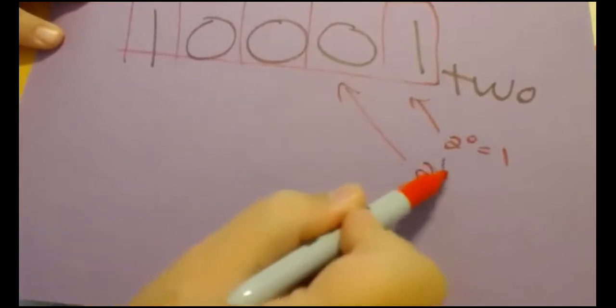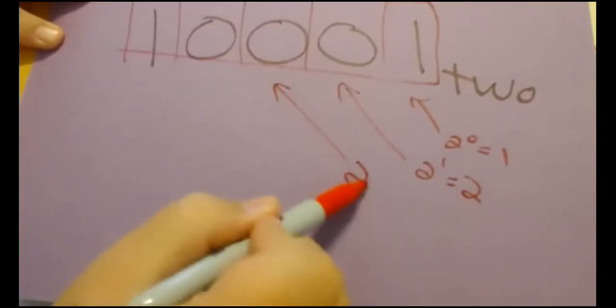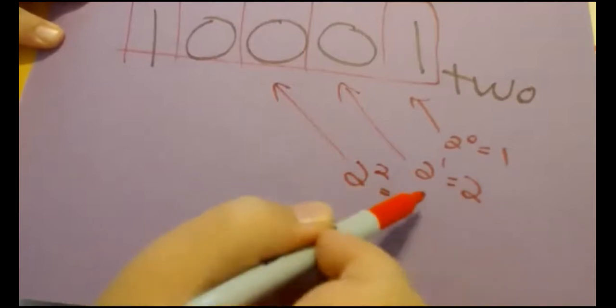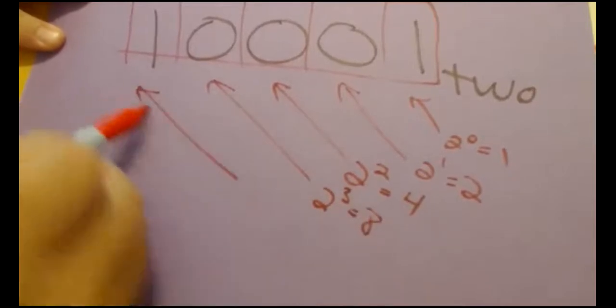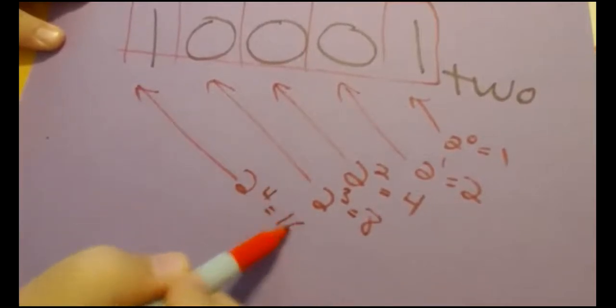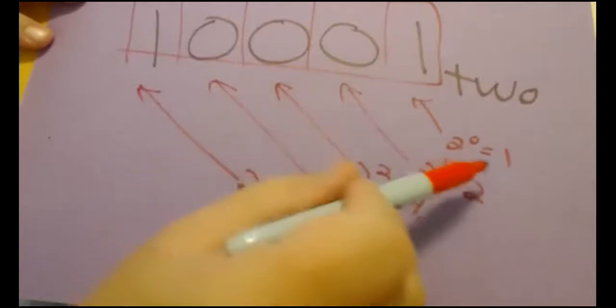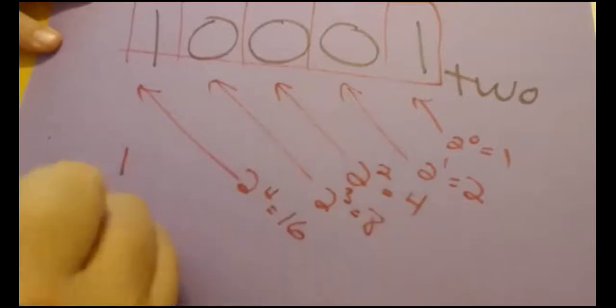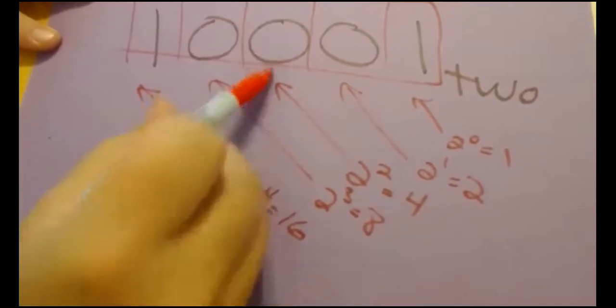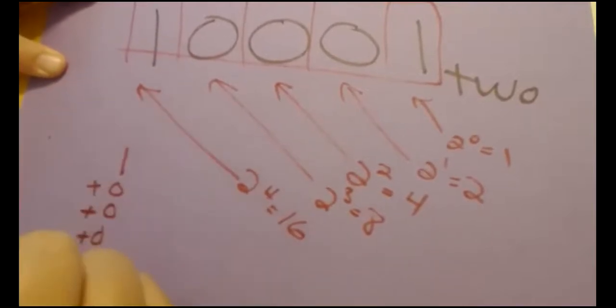So what are the place values of this number? Well, this is the 2 to the 0 place, right? This is the 2 to the 1 place. This is the 2 to the 2 place. Ooh, look at what I wrote there. Yeah, that's right. This is the 2 to the 3 place. And this is your 2 to the 4 place. So we have 1, 1. We have no 2s. We have no 4s. We have no 8s. And we have 1 16.